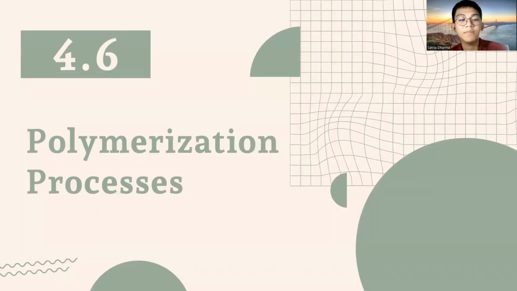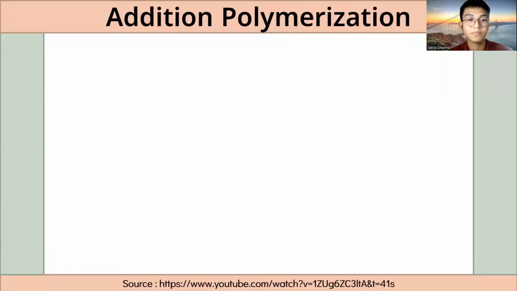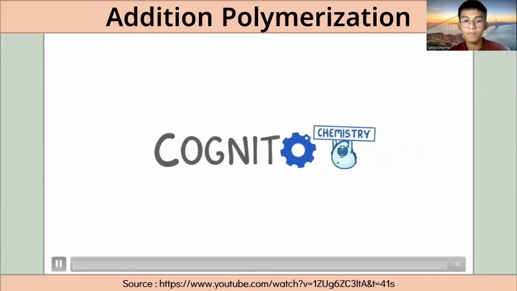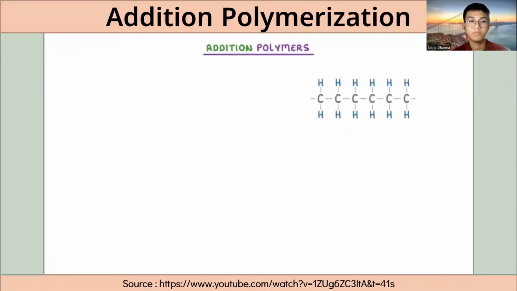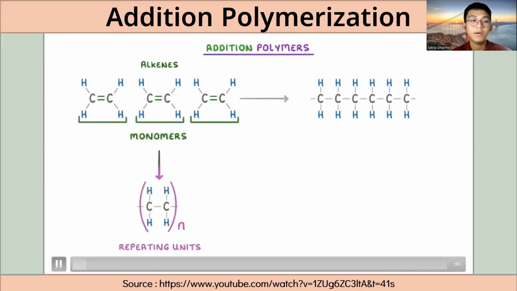4.6 Polymerization processes. Polymerization processes can be classified into two: addition polymerization, or chain growth, and condensation polymerization. So we're going to make addition polymers with alkenes. Alkenes are made from monomers.